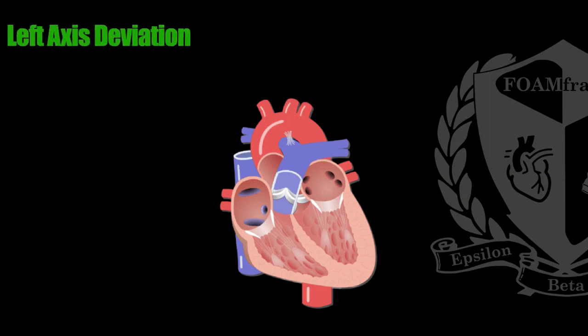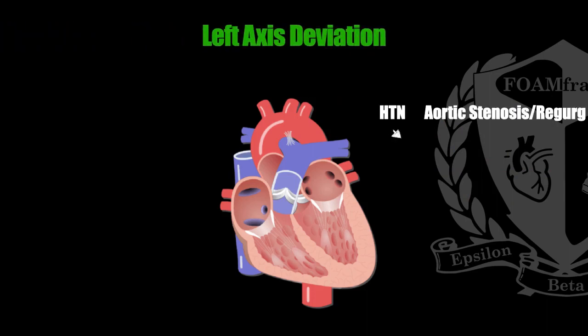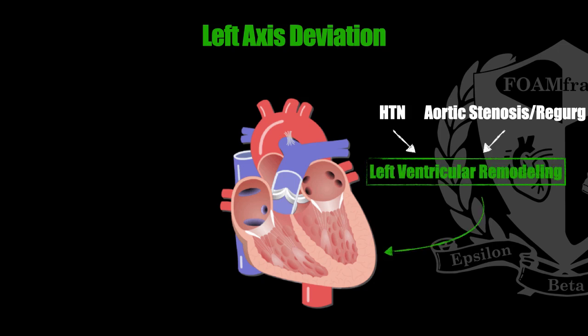On the other hand, a leftward axis, I think of along the same lines. If we're seeing high systemic pressure, then we're going to get left ventricular remodeling, right? If we're seeing systemic hypertension or high pressures within the aorta, then the left ventricle, once again, has to generate a higher pressure in order to push blood down its concentration gradient. In the same way, the body's going to remodel, hypertrophy the left ventricle. If more muscle mass is being generated, then once again, our axis is going to shift over to the left.